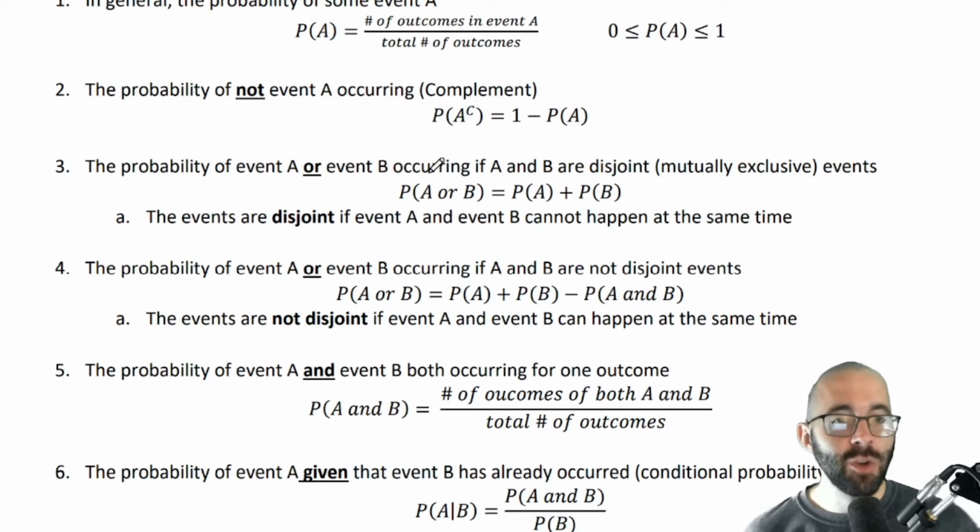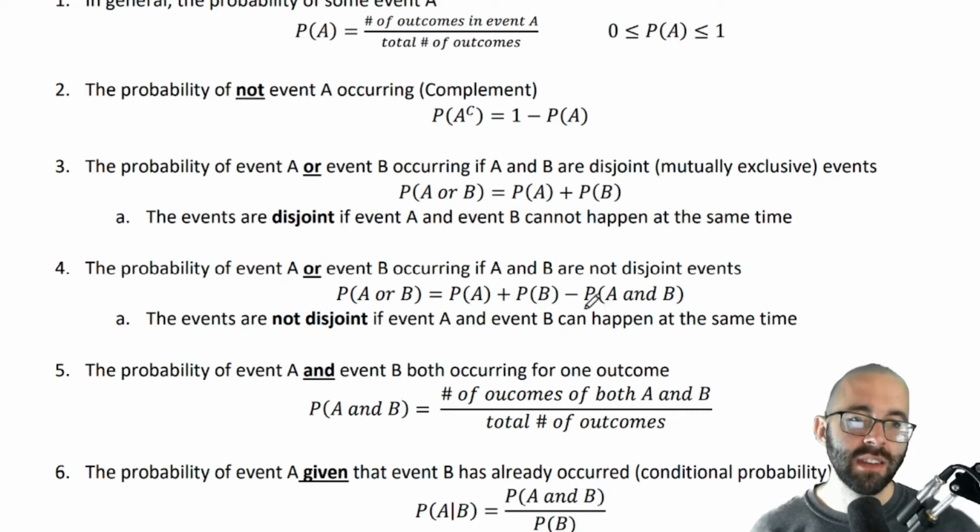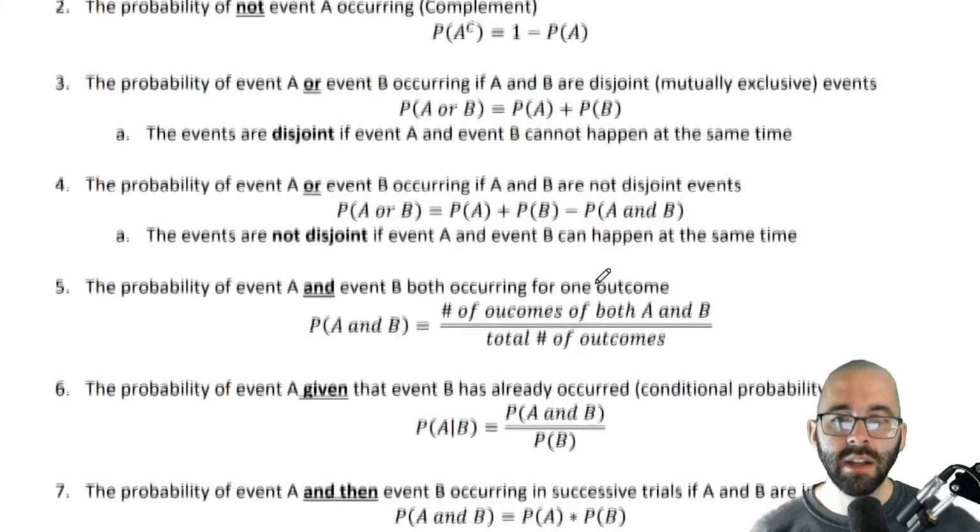And if they're disjoint, then it's a simple formula. But if they're not disjoint, then we have to subtract a third term. But if they're disjoint, then this last thing is just equal to 0. So you can always use this second formula. If you want, you can cross out the first one and never use it.